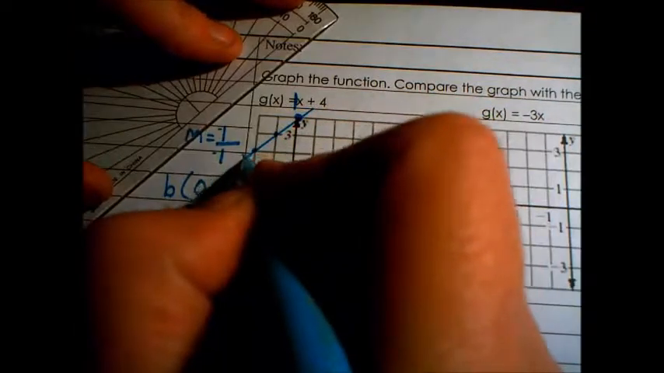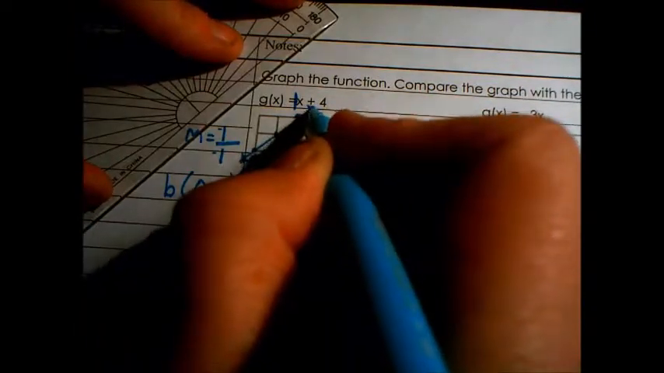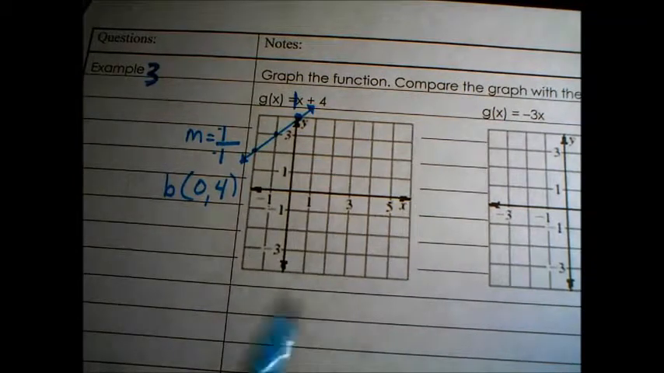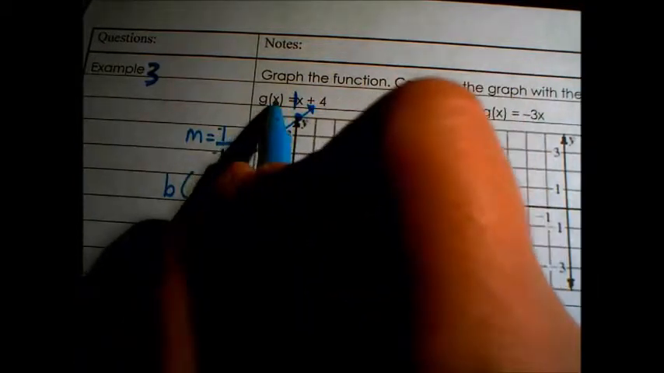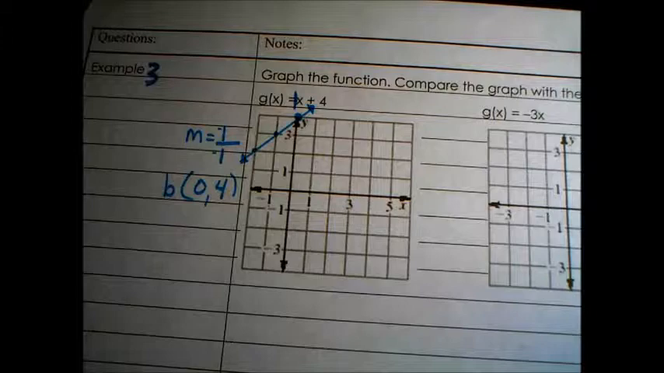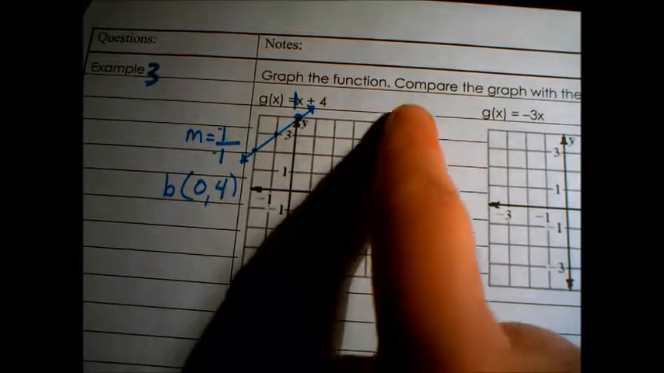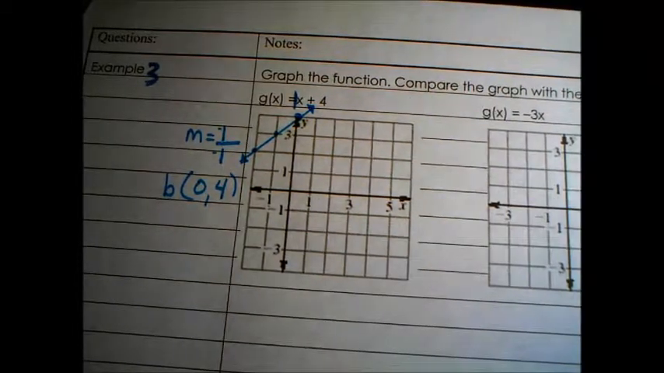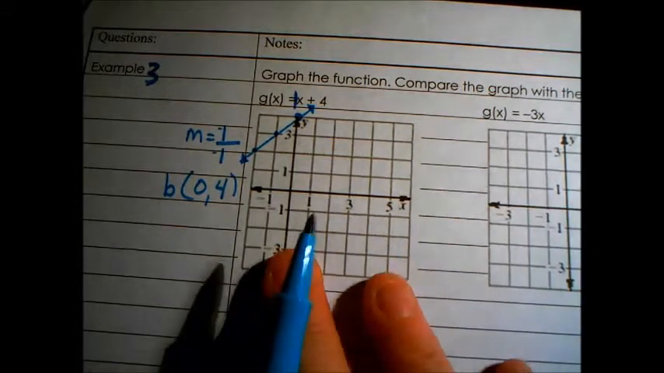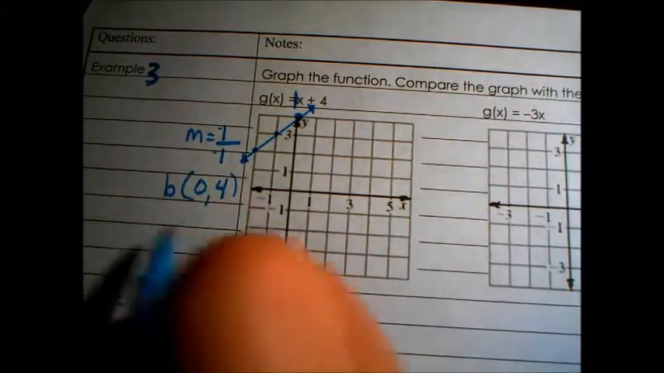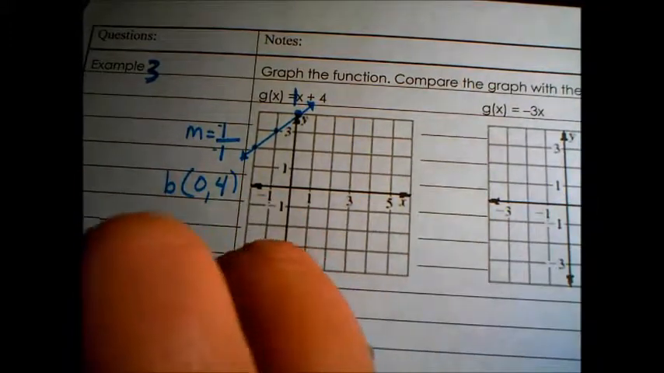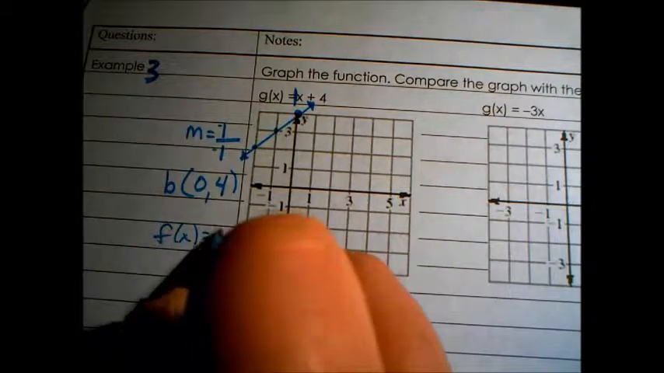Okay, so this, in the little bitty corner, is this graph g of x. We need to compare it to the parent graph. Now, the parent graph is the most basic graph. Where's my parent graph? It says f of x equals x.